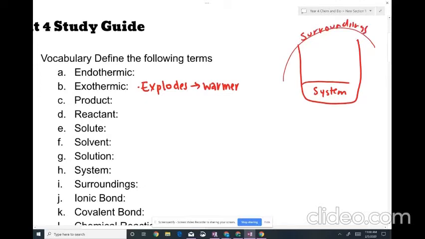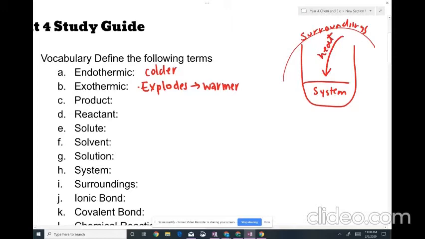And in exothermic, what's going to happen is that heat goes from the system to the surroundings. So that's what you have on there. Endothermic is the opposite. Endothermic is going to get colder. So in endothermic, the heat is going to go from the surroundings to the system, right? So that is where your heat goes.